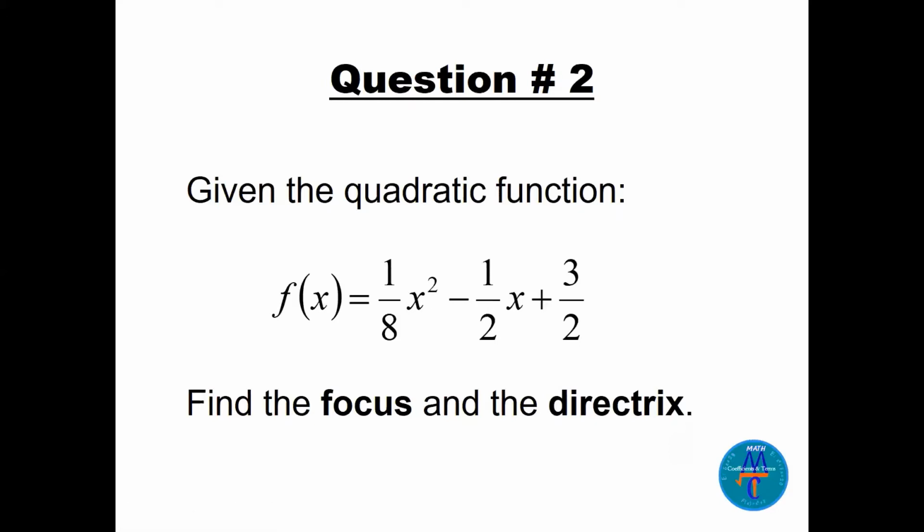So that means it's up or down. Since we have a here, first number here, 1 over 8, positive, so it is up. We need to find the focus and the directrix. We need to find that, the focus and the directrix.